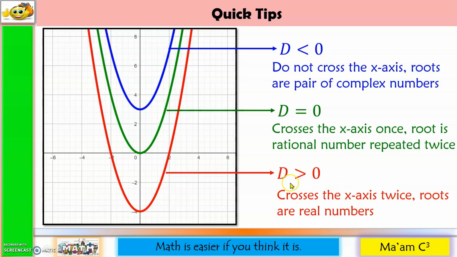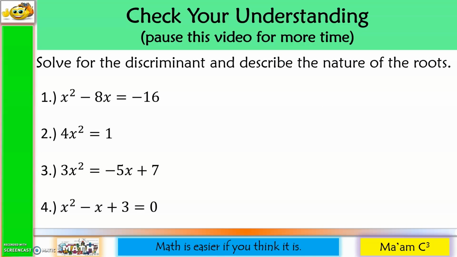And if your discriminant is greater than 0, the graph will cross the x-axis at 2 points. If it is a perfect square, you have rational roots. If it is not a perfect square, you have irrational roots. Now it is time to check your understanding. Pause this video for more time.